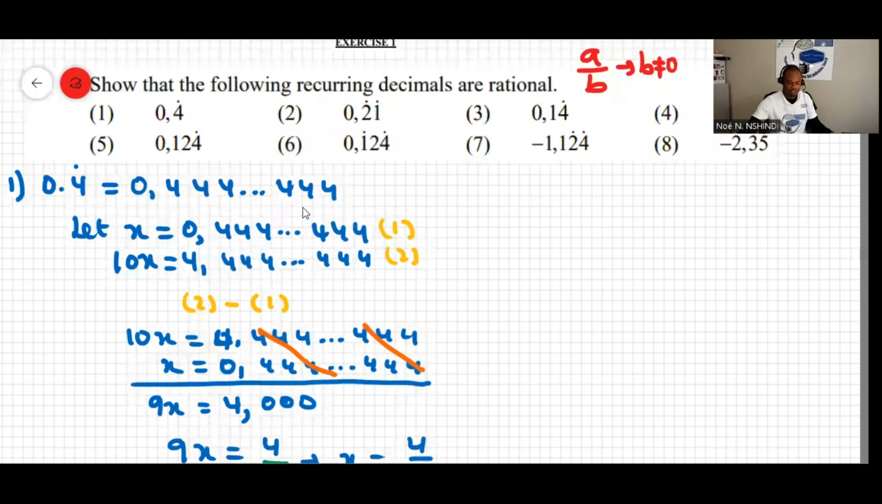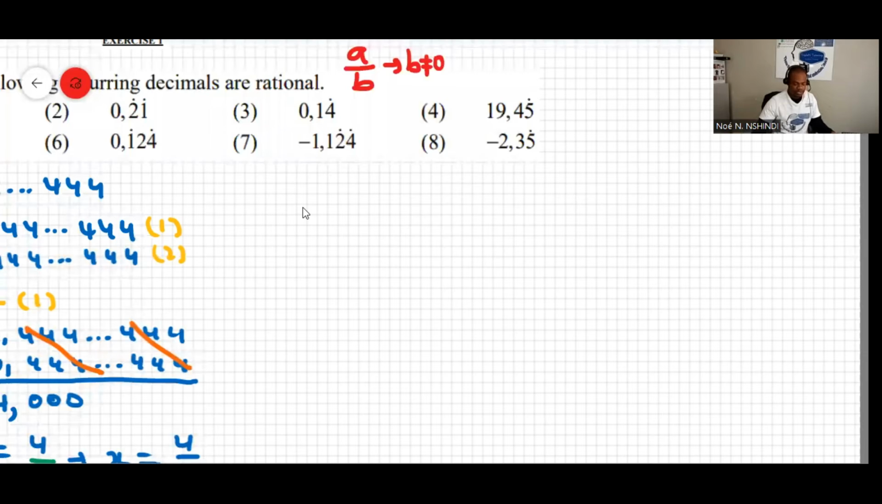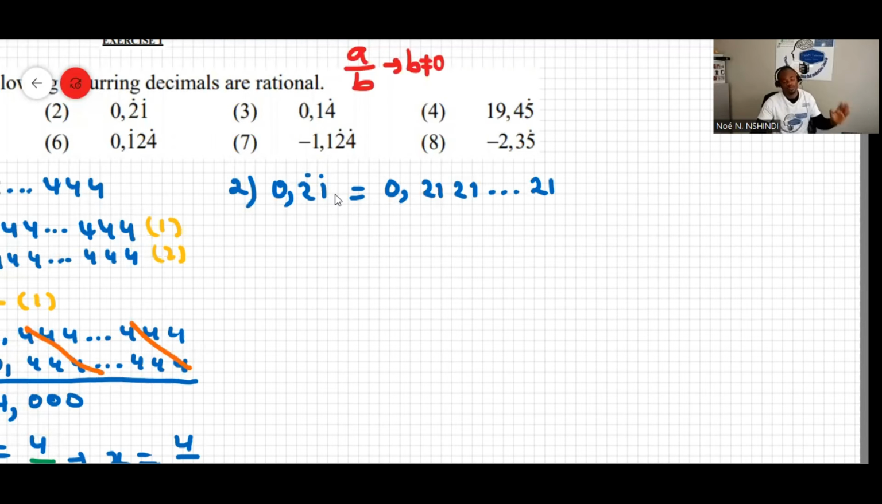Let's see question 2. Question 2 is 0,21 with dots. The fact that you see a dot on the 2 and on the 1 means these two digits repeat. So it's going to be 0,2121 dot dot dot 21. You repeat 21 in that order, 21 21 21 21 21, etcetera.